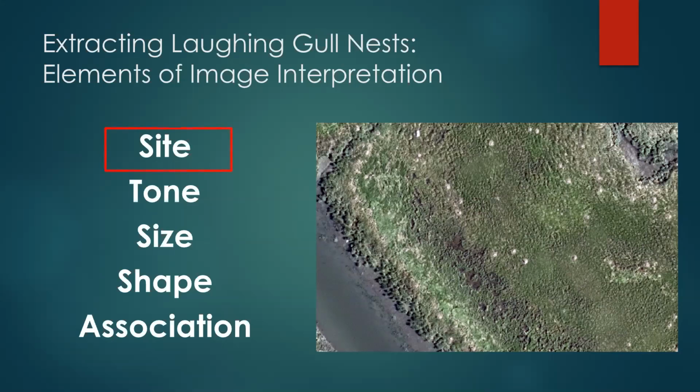So starting from the top, we have the site element. Because it's a saltwater marsh, the gulls choose nest locations that are above the normal tide line to avoid being washed out during tidal fluctuations. So filtering out low elevation areas gives us a good idea of where the gull nest will be found in the study area.